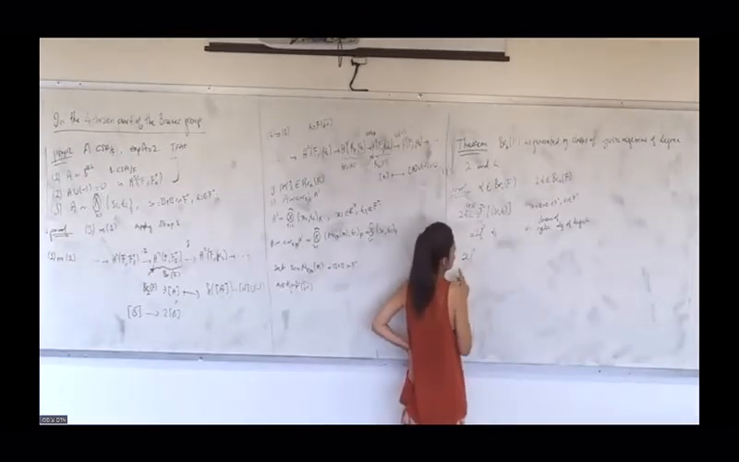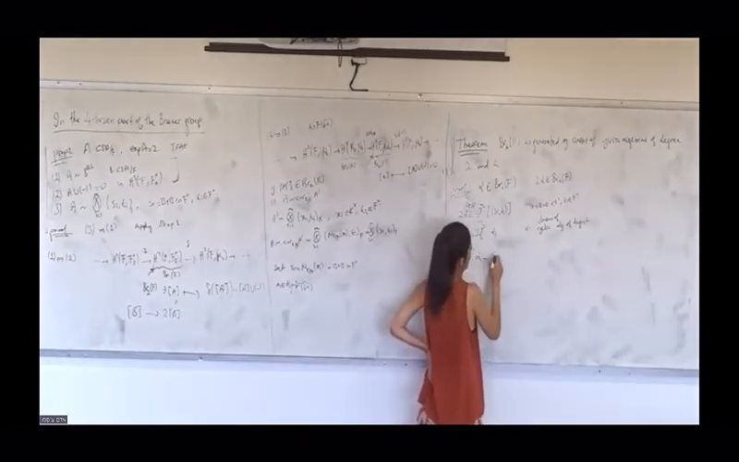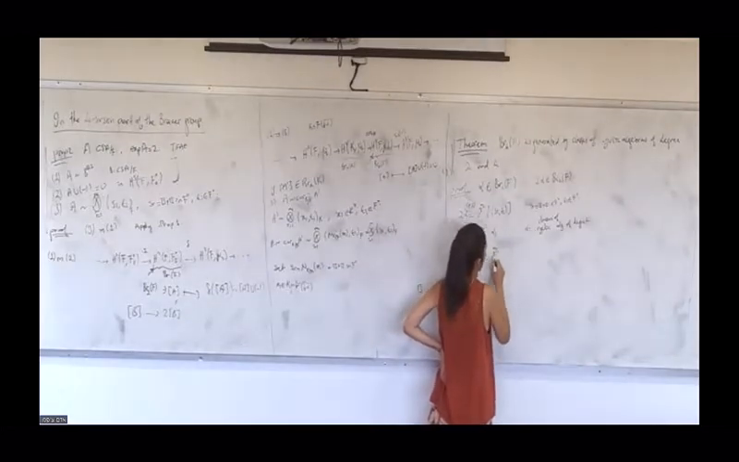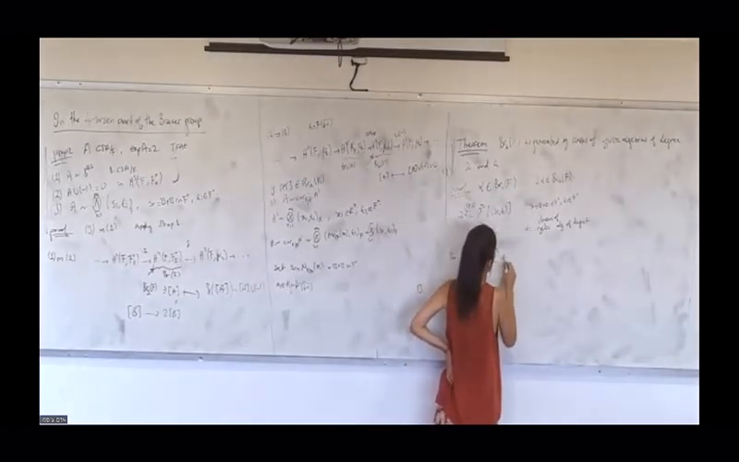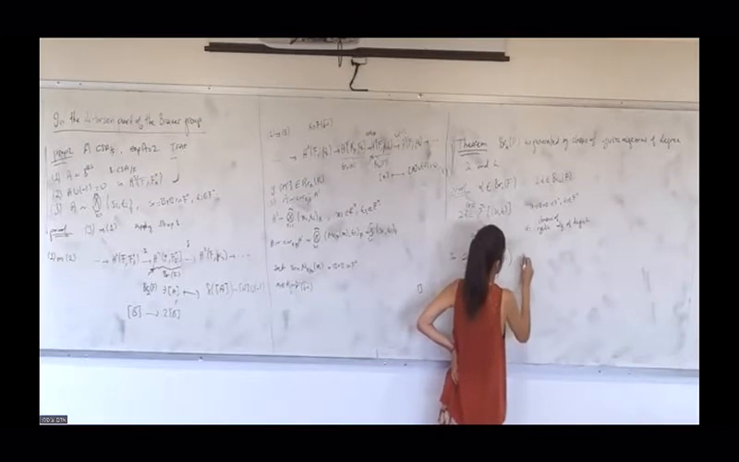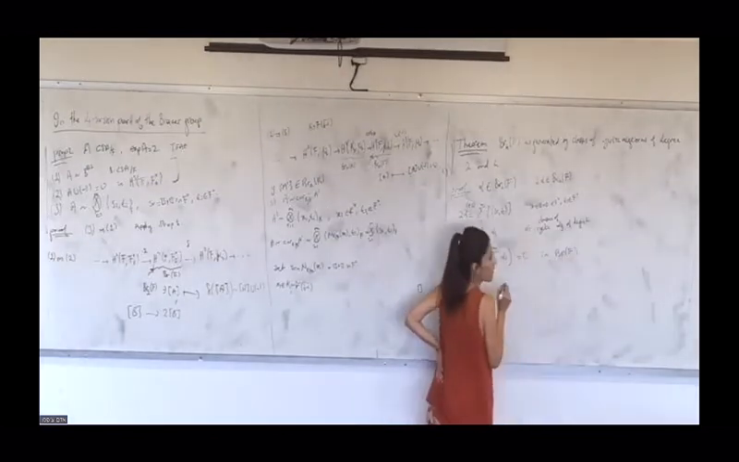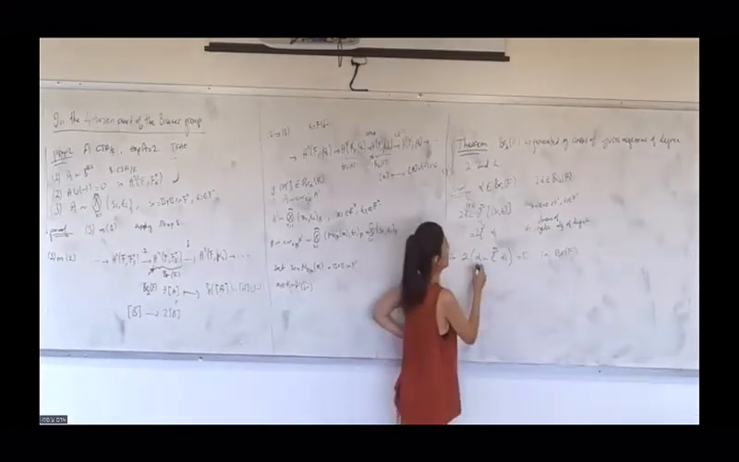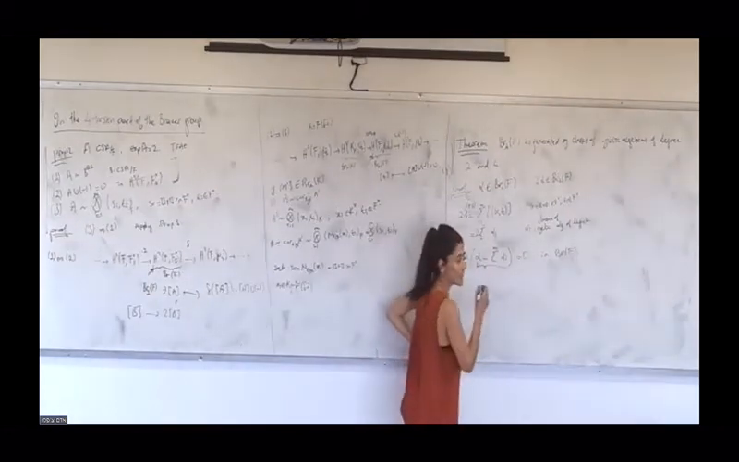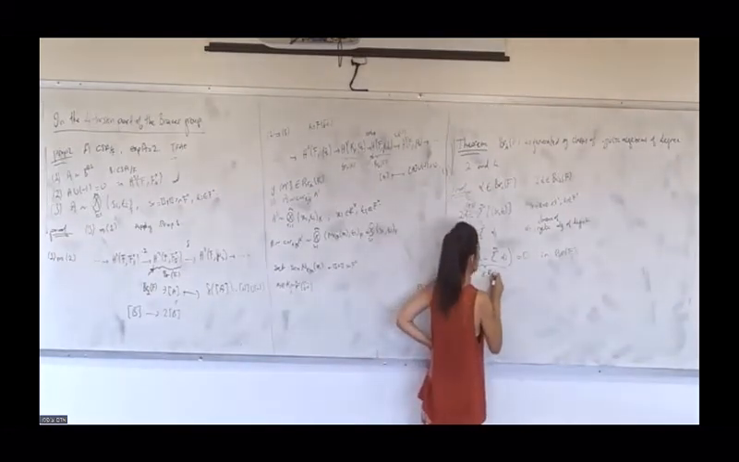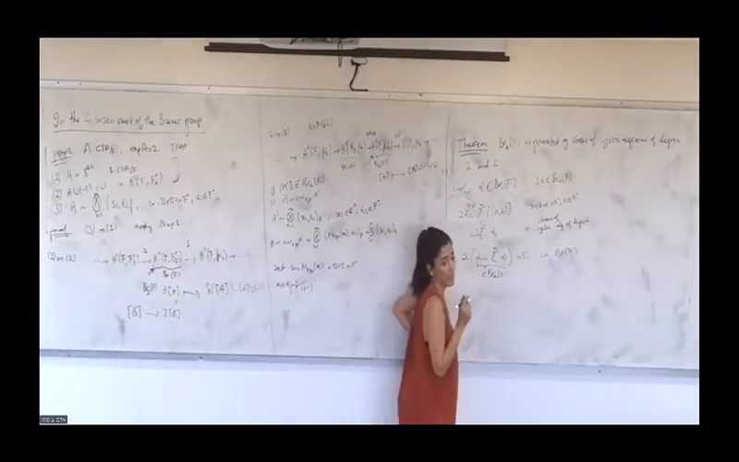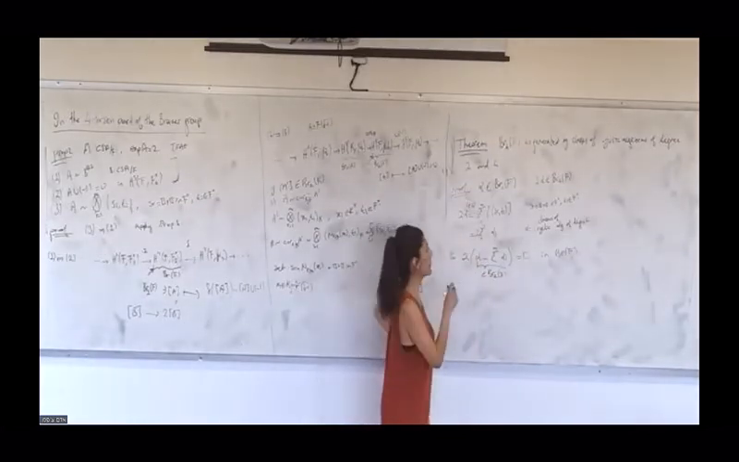So it means that two times the difference of these classes is trivial in the Brauer group. Hence, this lies in the two torsion part. And here I apply the previous theorem.